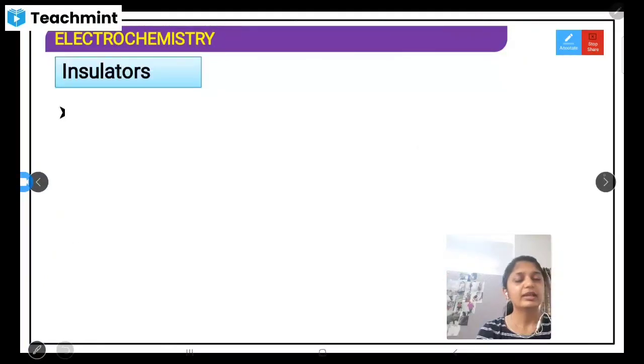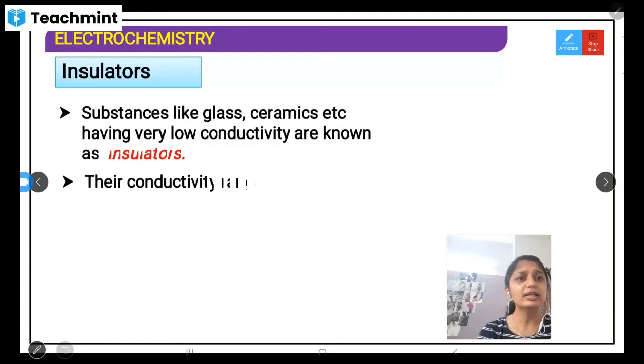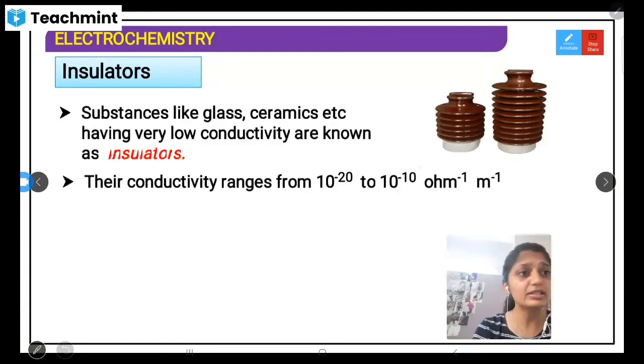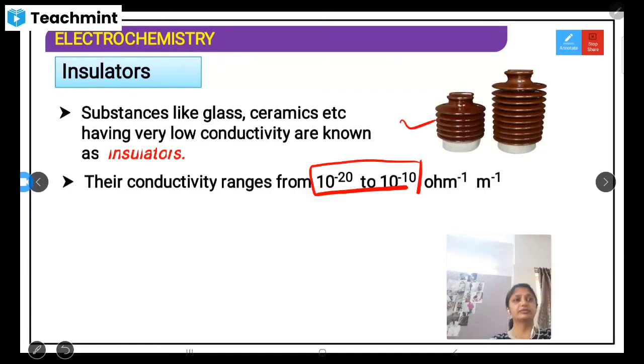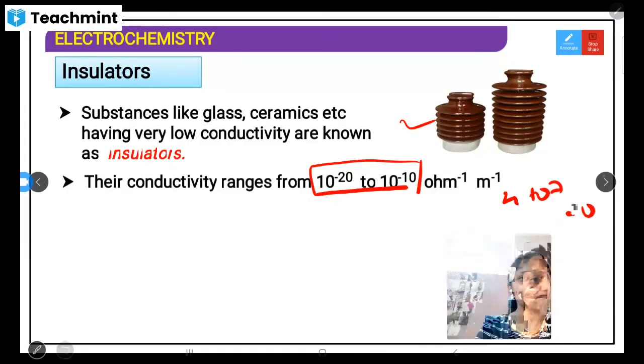Insulators: substances like glass, ceramics, etc. having a very low conductivity are known as insulators, and students, you need to remember the ranges. Ceramics, glass, everyone has seen. In the previous one the range was 4 to 7, here the range is 10⁻¹⁰ to 10⁻²⁰.